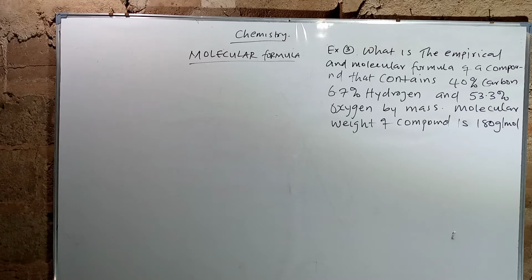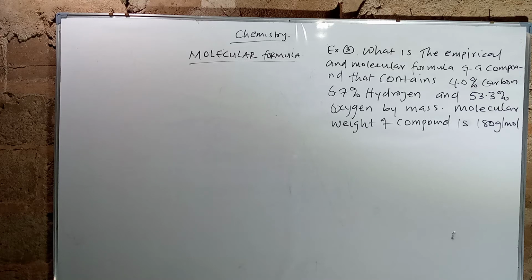At the number 3 example, what is the empirical and molecular formula of a compound that contains 40% carbon, 6.7% hydrogen, and 53.3% oxygen by mass? The molecular weight of the compound is already given.